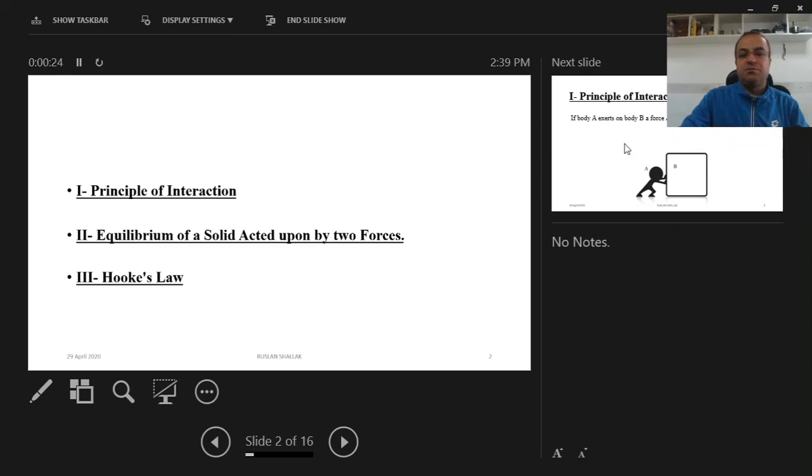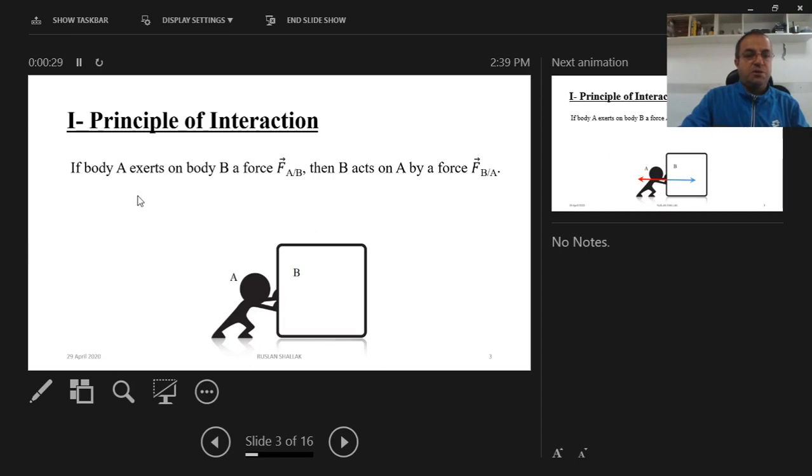Let's start with the principle of interaction. What do we mean by the principle of interaction? Let's take an example. If a body A exerts on body B a force Fa on B, this is body A, which is a person, and this is body B, which is a box, for example. Body A exerts on body B a force Fa on B, then body B acts on A by a force Fb on A.